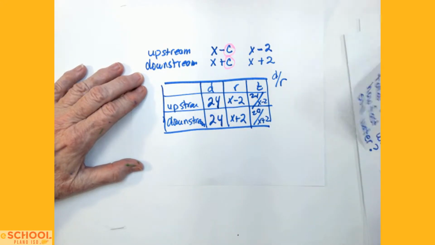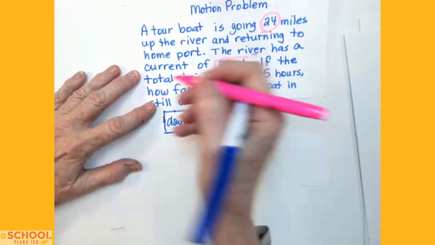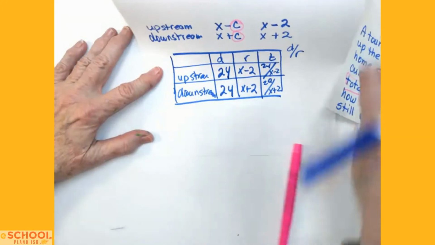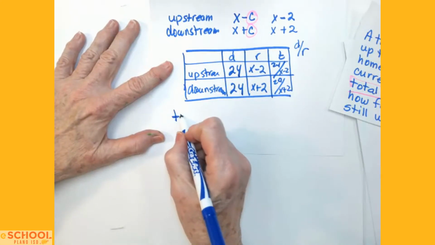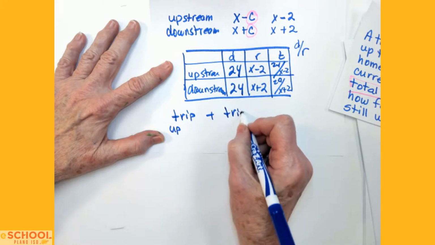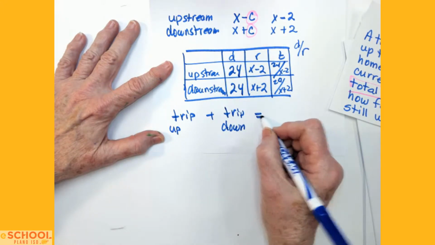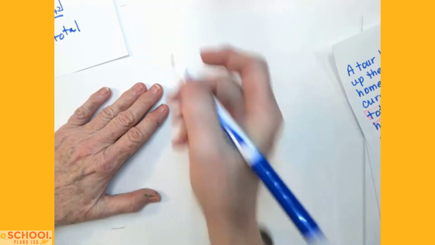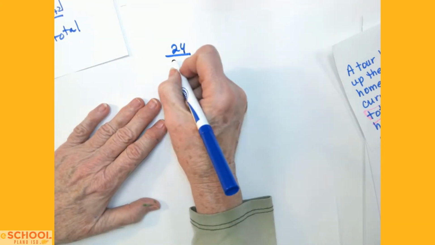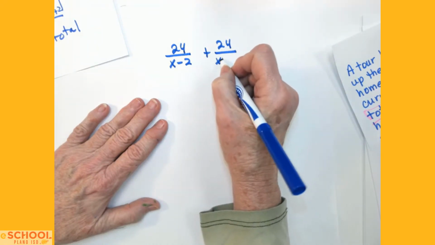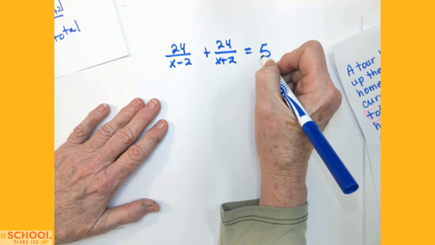This said that we had a total time of 5 hours. So that means you're going to take the trip upstream plus the trip downstream, and that is going to give you your total time. So for this particular problem, you would have 24 divided by x minus 2 plus 24 divided by x plus 2 is equal to 5.